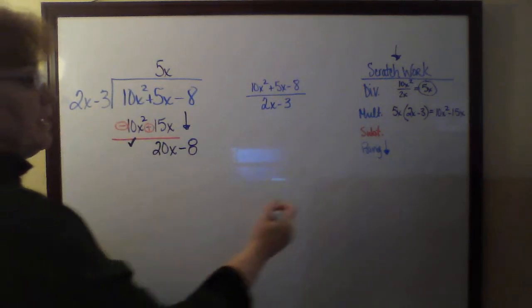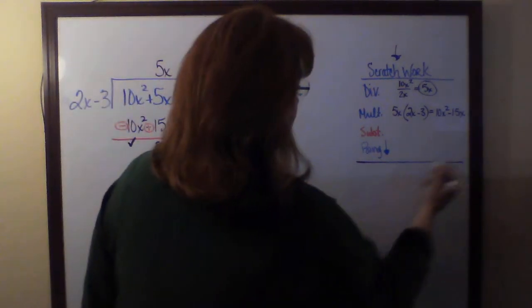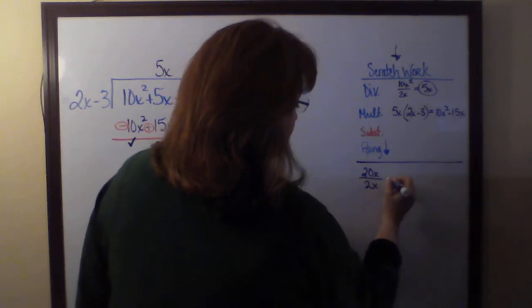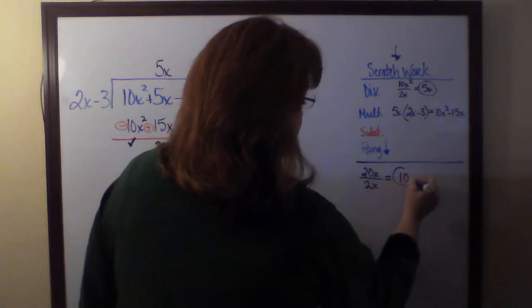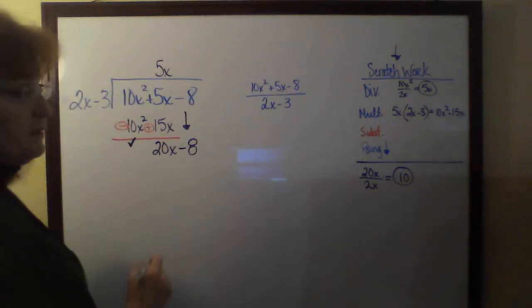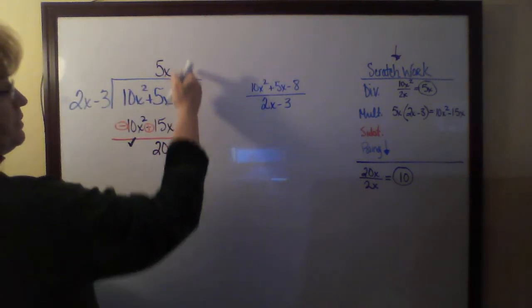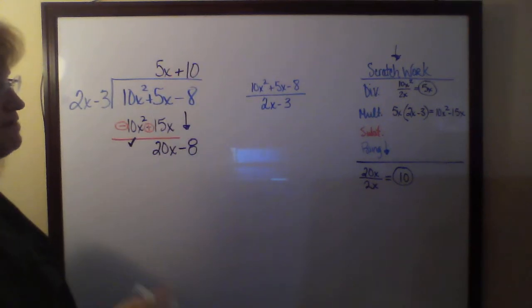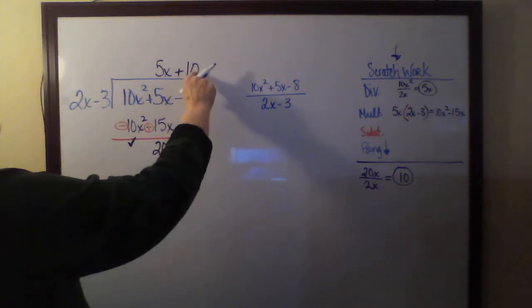Division is now going to be 20x divided by 2x to determine what goes up top. So 20x divided by 2x is going to give us 10. I circle it because it goes up top. It's a positive 10. Notice that I'm putting it above the column of constants, degree 0. So 5x plus 10 is up top.